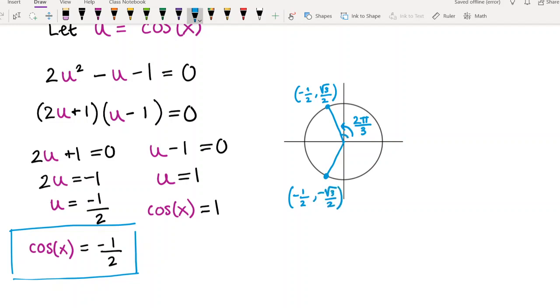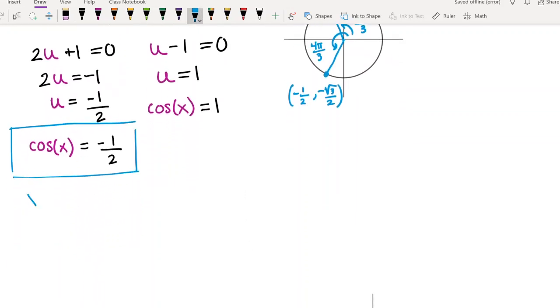And we want to measure this angle this way because we're looking for solutions specifically between 0 and 2 pi. If you measure this angle this way, we would have 2 pi over 3, 3 pi over 3, 4 pi over 3. So this angle here is 4 pi over 3. And so that tells us that our solutions are x is equal to 2 pi over 3, and also x is equal to 4 pi over 3. So those are two solutions to our original equation.